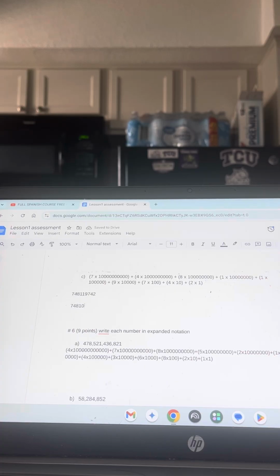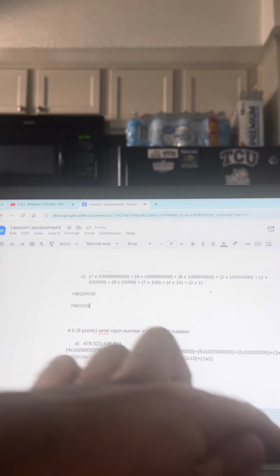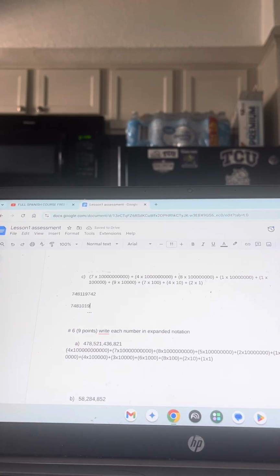Now, what place value comes right below the millions place value? The 100,000s place value does. And do you see anything in this problem being multiplied by 100,000? Yes, I see a 1 times 100,000, which means a 1's going to go in the 100,000s place. Now we have 9 times 10,000. 10,000 comes right below 100,000, so I'm going to put a 9 right there. Now, what place value comes right below the 10,000s place? The thousands place. Do you see anything being multiplied by 1,000? No, I don't see anything, which means we're going to put a 0.